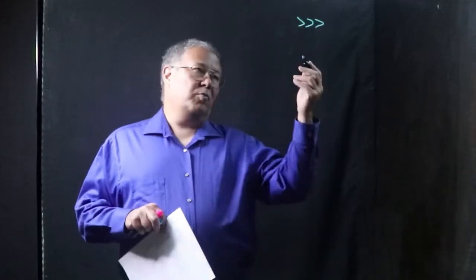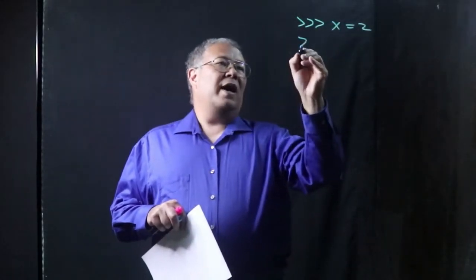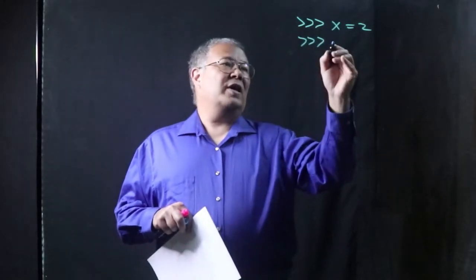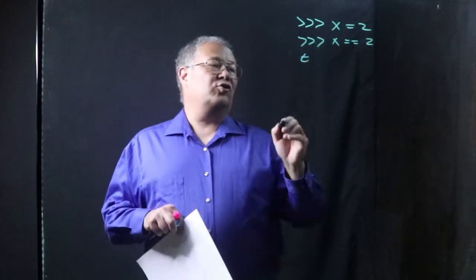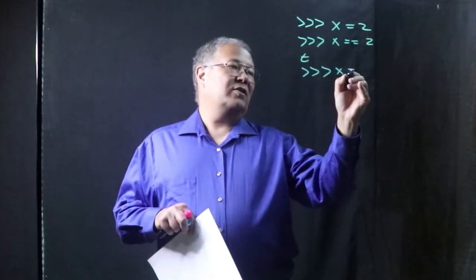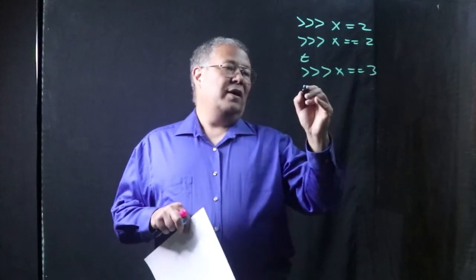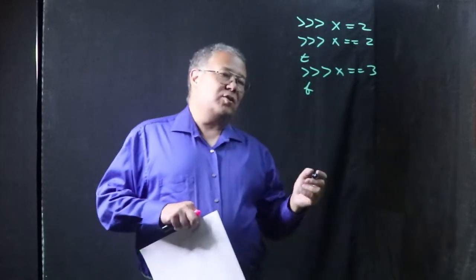Now, one thing we can do in Python is, at the Python prompt, we can interactively go say things like x equals 2, and we can then turn around and say x == 2, and it should print out a true. We can say something different, like x == 3, and it'll print out a false. So we can actually go and try these expressions.